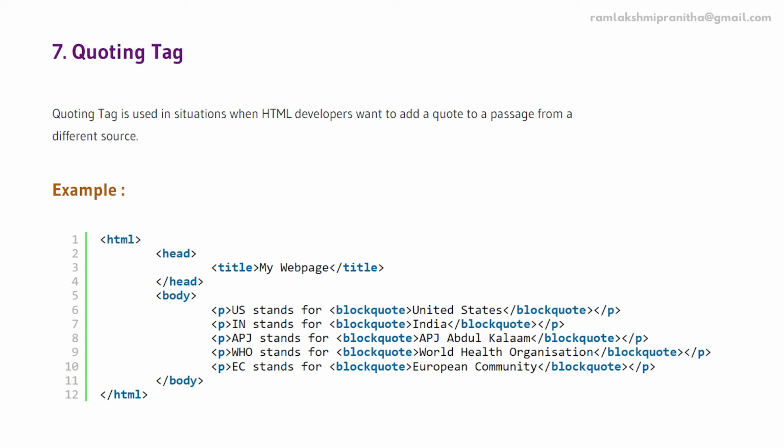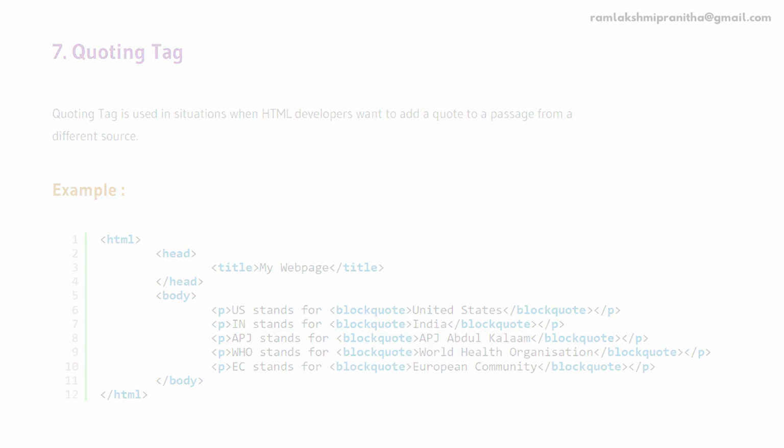Quoting tag is used in situations when HTML developers want to add a quote to a passage from a different source. In this example the quoting content is defined inside block quote and /block quote tag. In the output we can see the block quote content is displayed in the web page. The quoting content is displayed in a new line. The output is as follows.